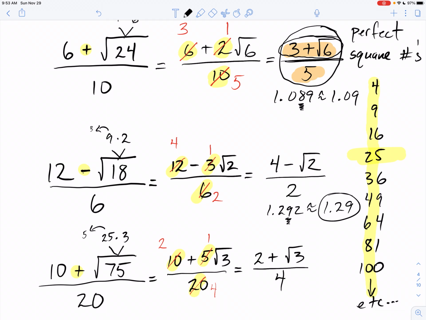No. You only get to reduce if there's 3 numbers, so I already did that. I'm not going to double reduce it. And then let's see what the calculator says. 2 plus the square root of 3, hit equals, get that answer.